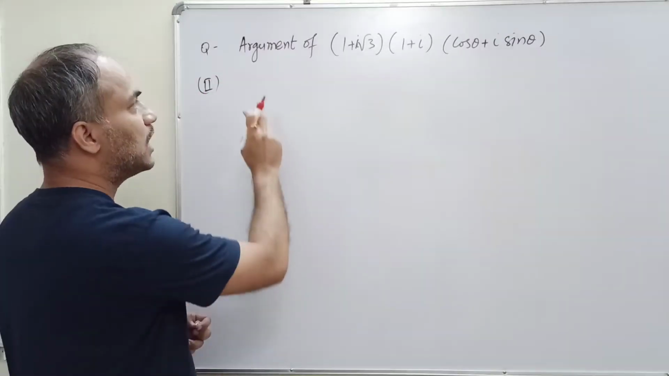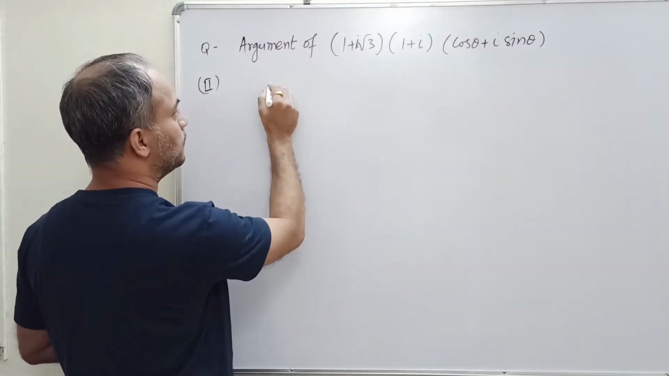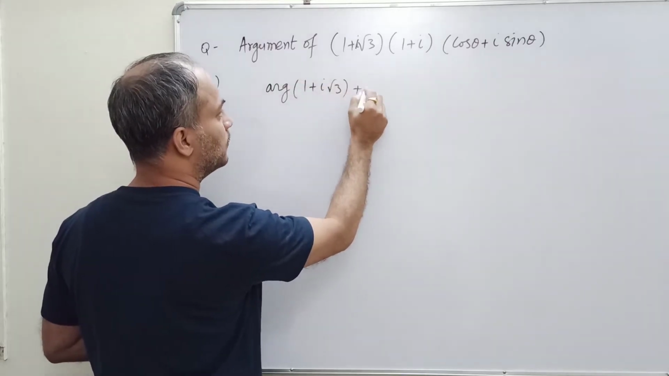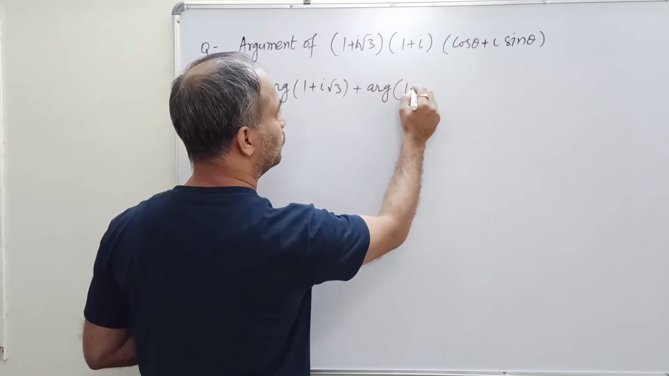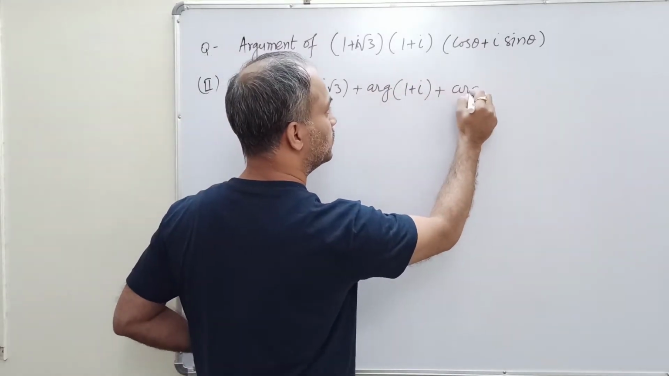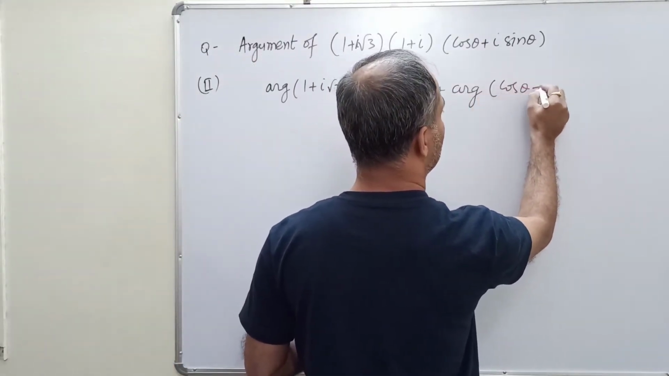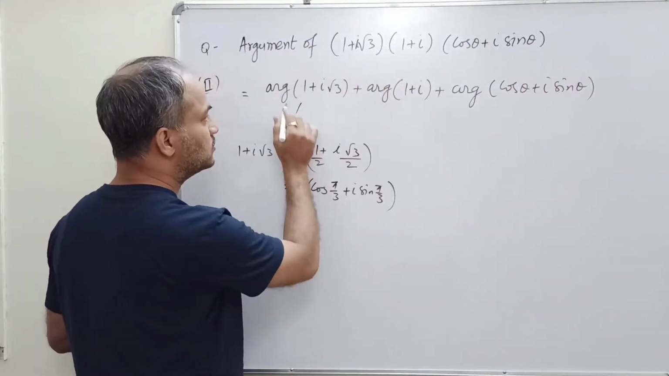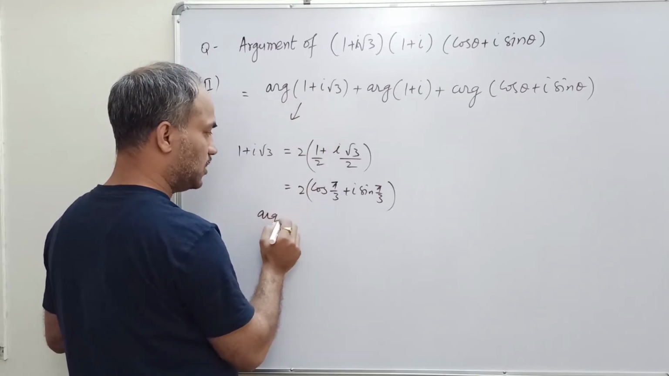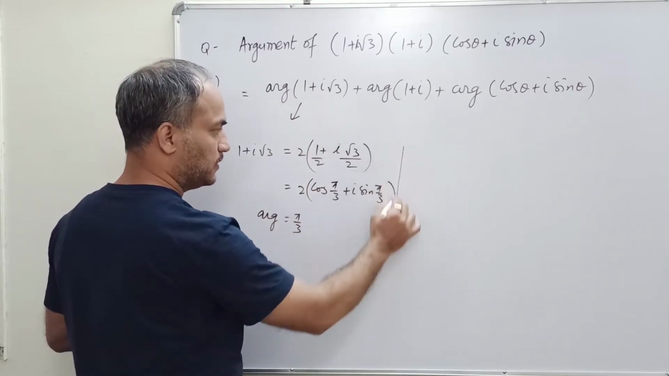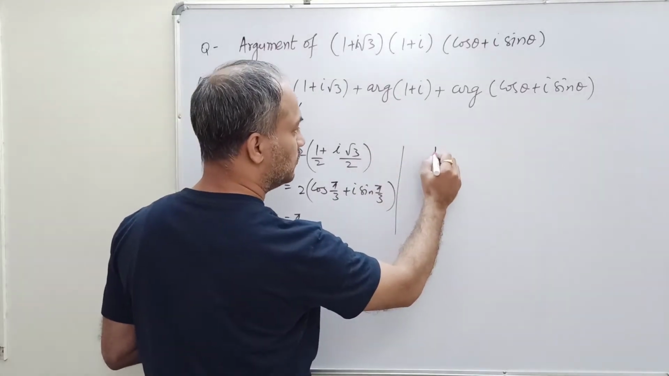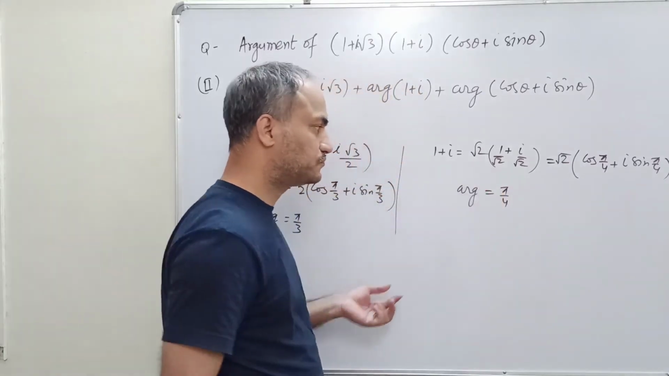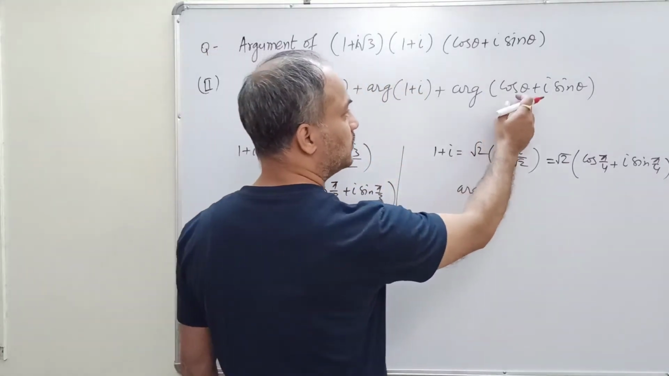Second method says the argument of these terms will be argument of this term plus argument of this term plus argument of cos θ plus i sin θ. Okay, this is according to the formula. So what is the argument of this? Here the argument is π/3. Similarly, for this, 1 plus i, here the argument will be π/4. Okay, and here clearly the argument is θ.